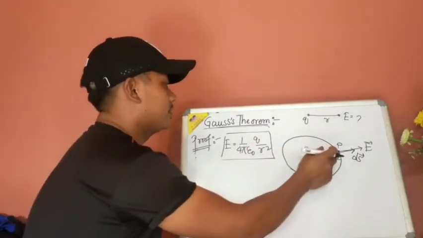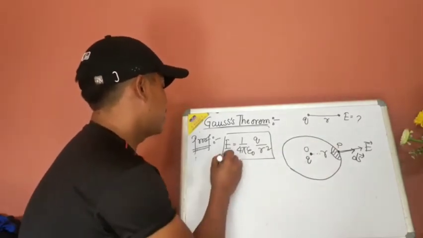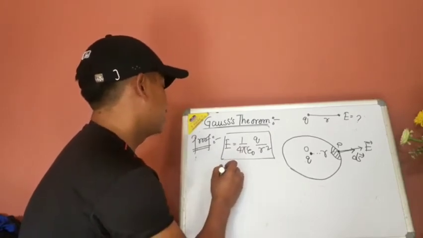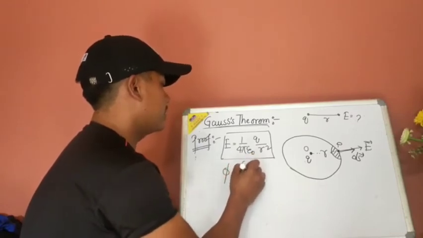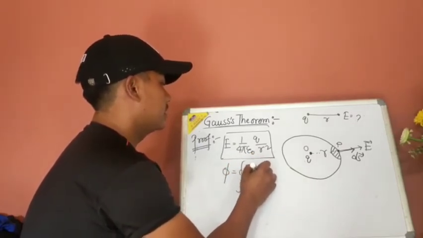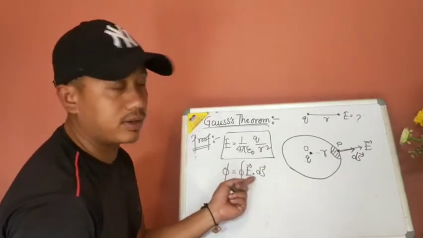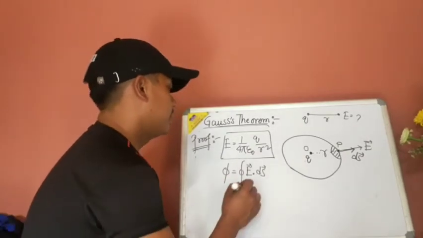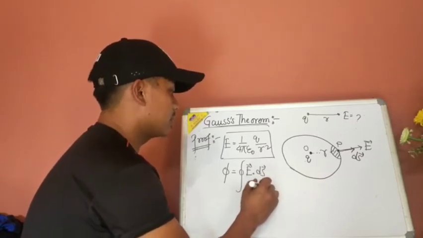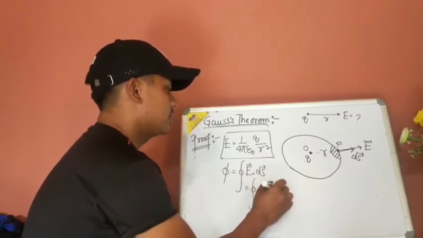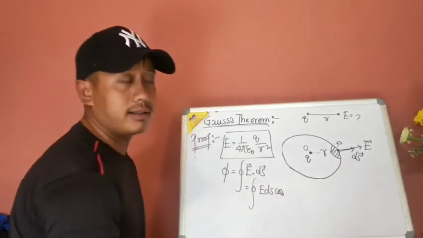Then let us find the total flux now. Let us start with the definition of electric flux in integral form. E vector dot ds vector. This is from the definition of electric flux in terms of integration. Then let us expand the dot product now. E ds cos theta. ds vector and E vector, they are in the same direction.